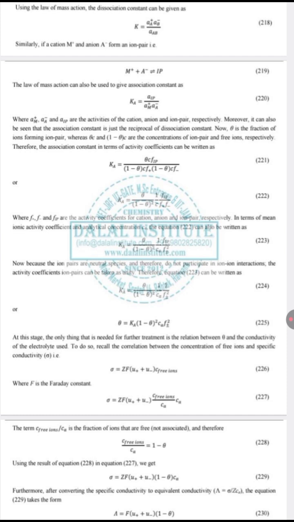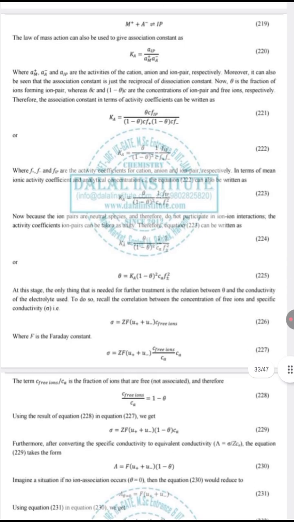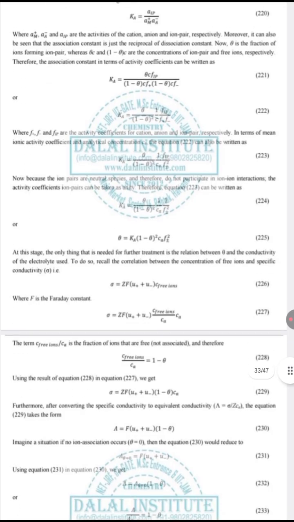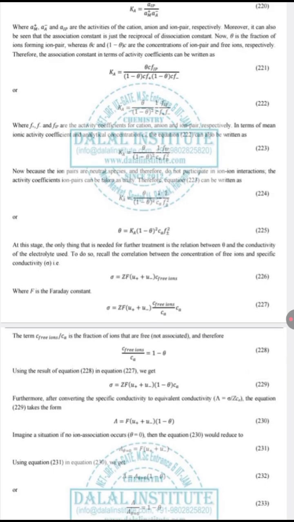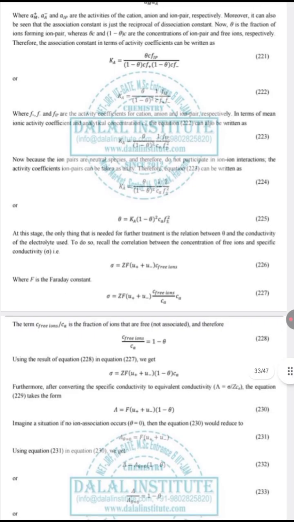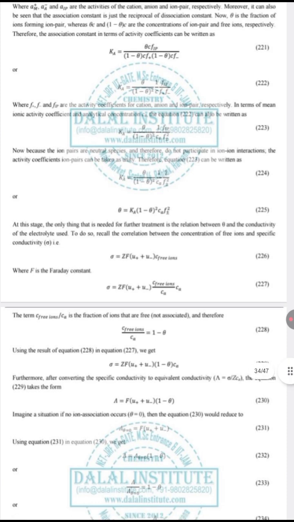Similarly, if a cation M plus and an anion A negative form an ion pair, that is M plus plus A negative equals IP, the law of mass action can also be used to give the association constant as Ka equals a of IP divided by a of M plus into a of A negative, equation 220, where a of M plus, a of A negative and a of IP are the activities of the cation, anion and ion pair respectively. Moreover, it can also be seen that the association constant is just the reciprocal of the dissociation constant.